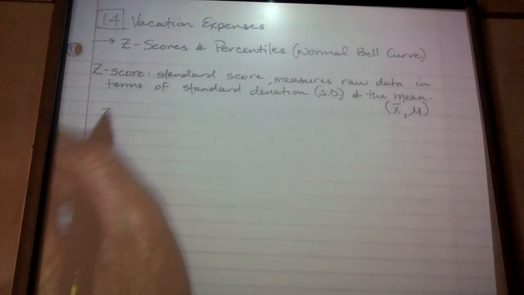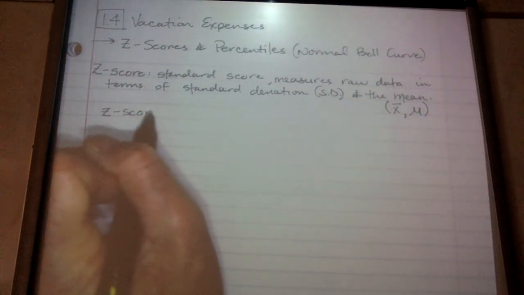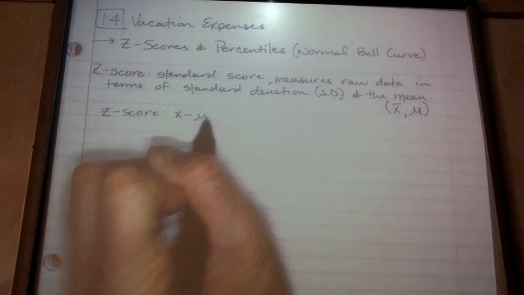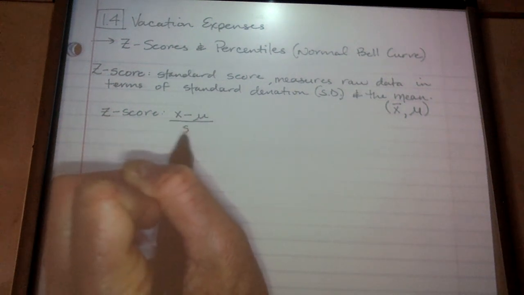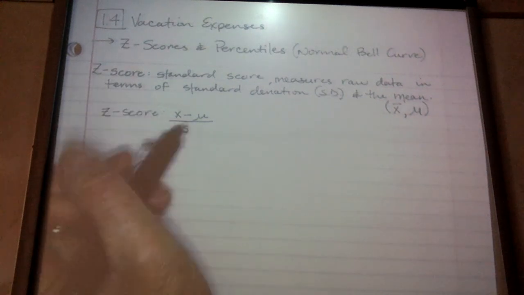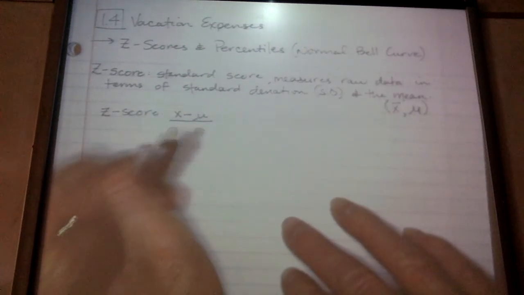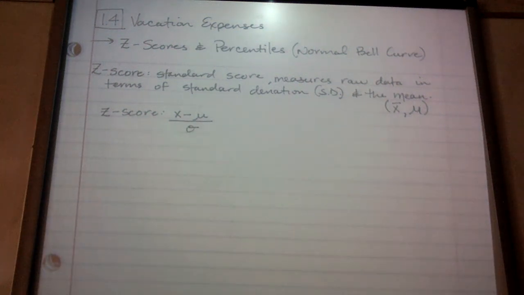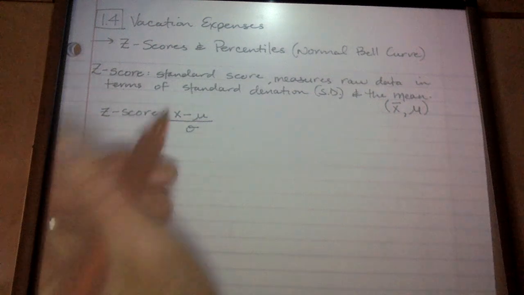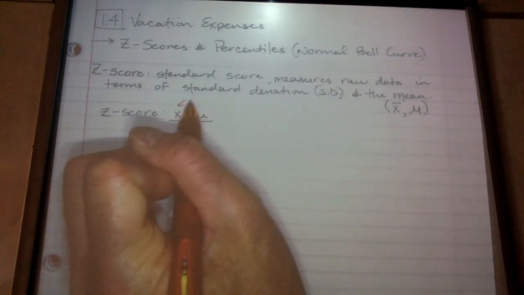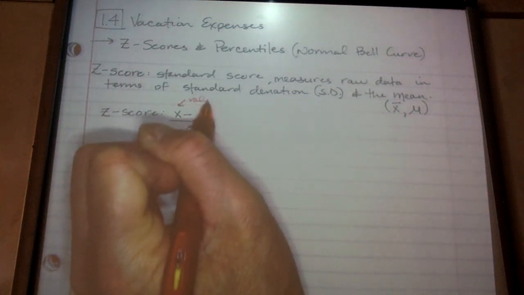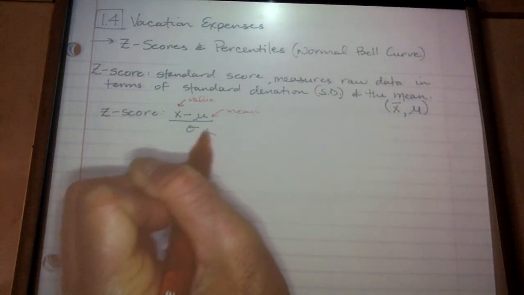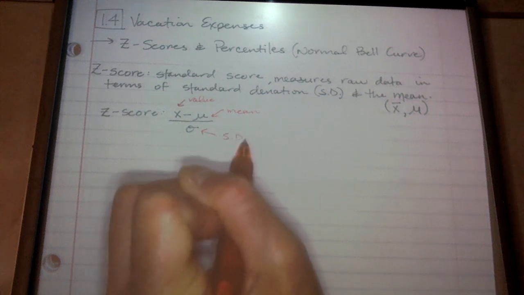So here is the formula for z-score. It's the piece of data minus the mean, divided by your standard deviation. That is the formula in the book. This is your value, this here is the mean, and this here is your standard deviation.